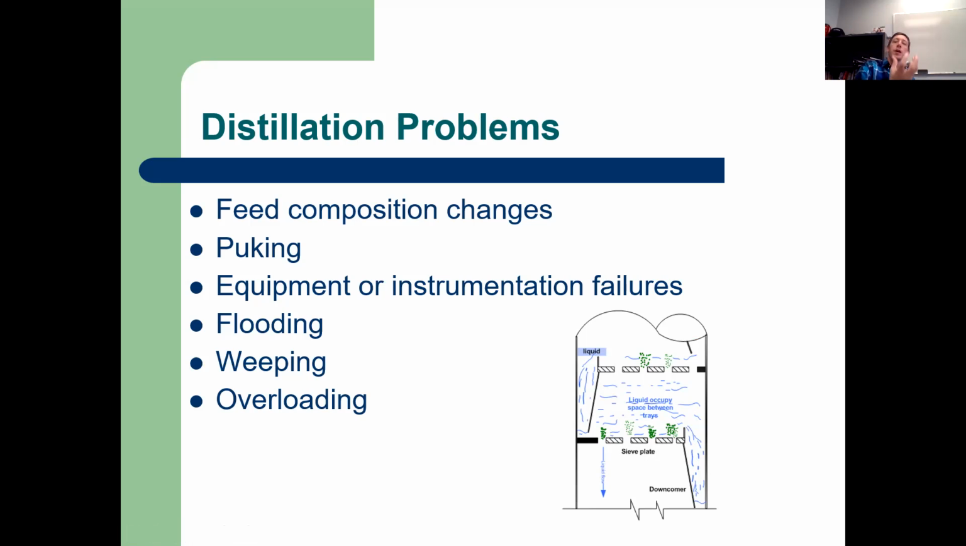Okay, so we want vapors rising up, but not too fast that they're puking, and we want liquid flowing down, but not so fast that it's flooding. And the third one here, there's weeping. Weeping means we don't have enough vapor pressure.